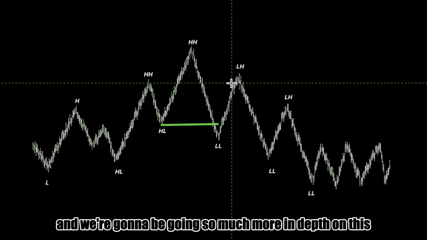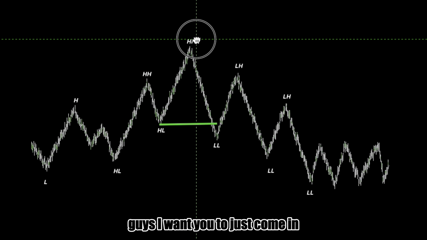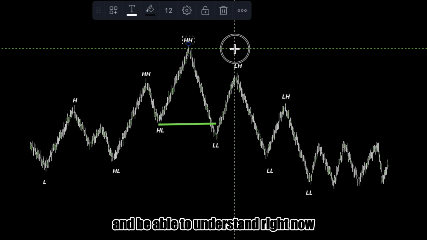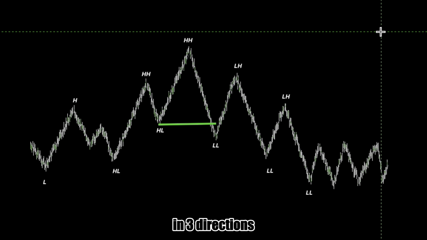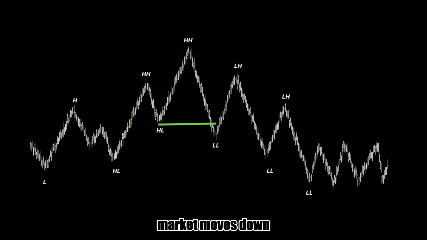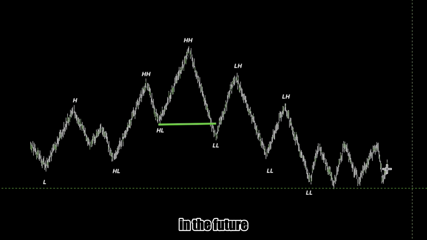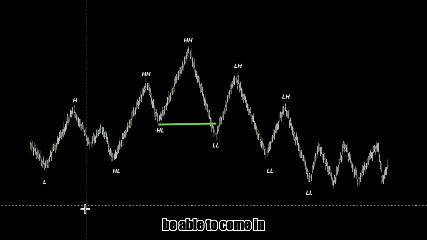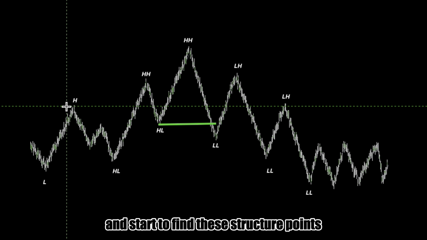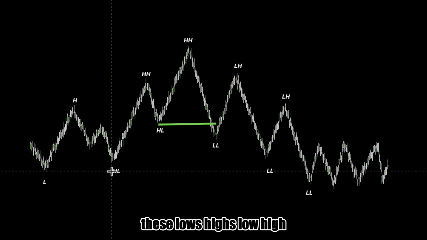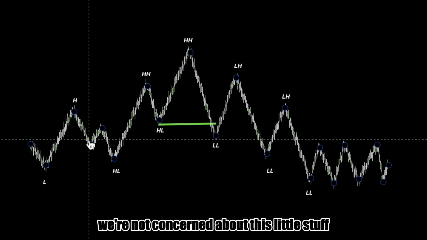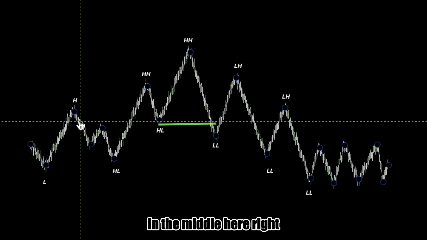And we're going to be going so much more in depth on this, guys. I want you to just be able to understand right now for this point that the market moves in 3 directions. Market moves up, market moves down, market moves sideways. We're going to go a lot further in depth on what that means here in the future. But for right now, be able to start to find these structure points, these lows, highs, low, high. We're not concerned about this little stuff that happens in the middle here, right?